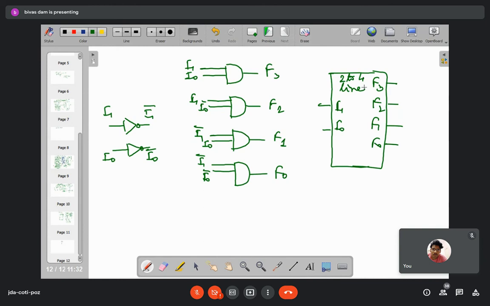Now, most of the time, such ICs are provided with one extra input, which is termed as the enable input. I repeat, most of the times, the integrated circuit blocks are provided with one extra input line, which is normally termed as the enable input line. What is the purpose of that input line? When that input line is enabled, the corresponding IC block or circuit block will give you the required input-output relationship.